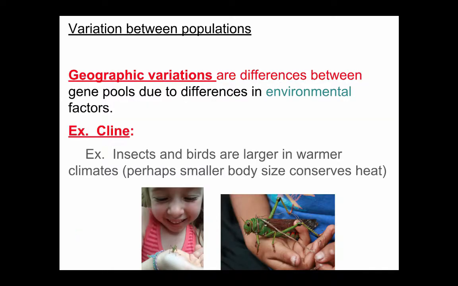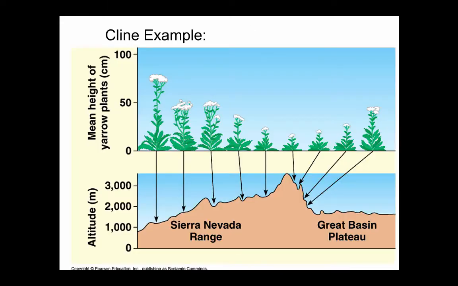In terms of variations between populations, we have geographic variations where there are differences between the gene pools because of environmental factors, like a cline. A cline is where, by different elevations or climates, we find different types of organisms present. Insects and birds are larger in warmer climates than those we find in cooler climates. Maybe this is because smaller body sizes help conserve heat better, so if you're in a cooler location, you would want to be a smaller organism.